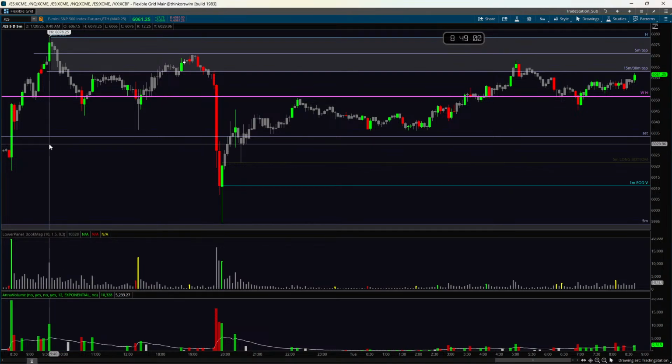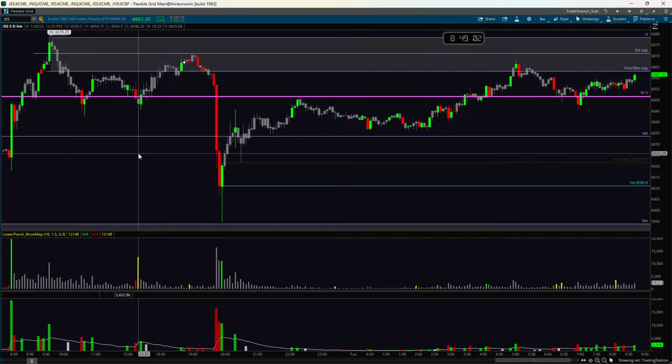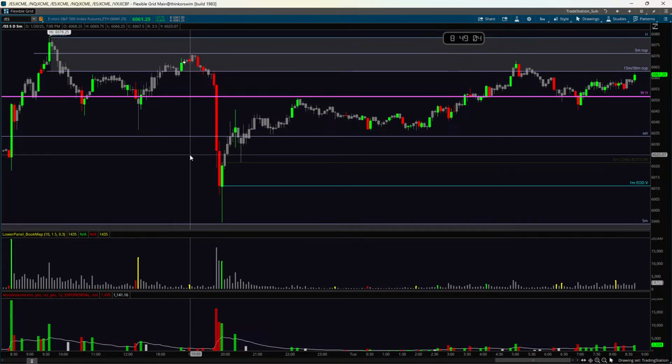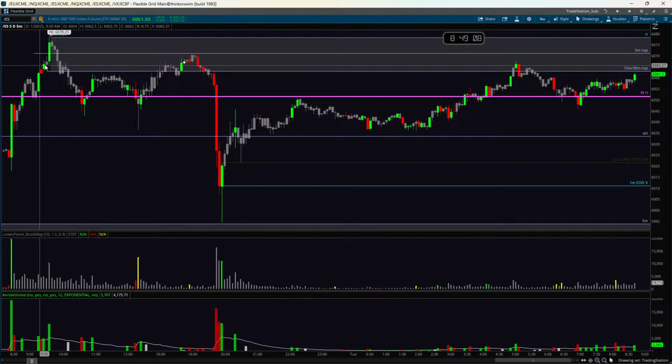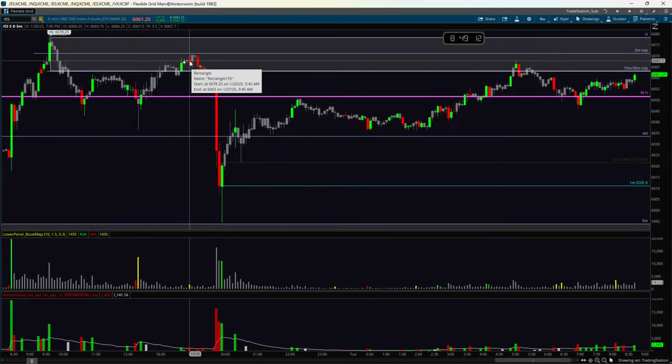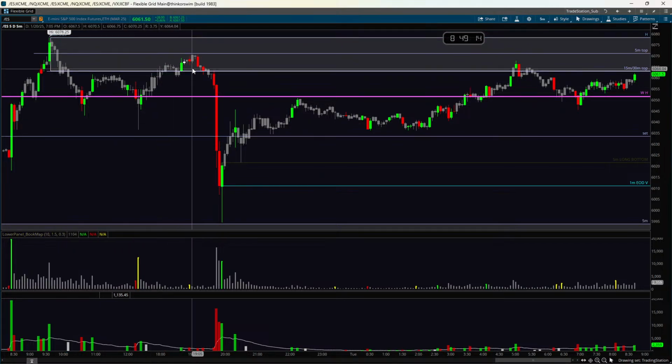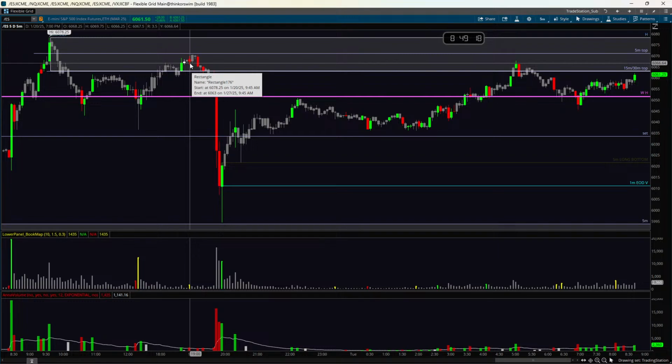No absorption here. We do have absorption down here. We destroyed that absorption. Absorption up here, I like that. And then price sold off. Price came to this buy area, and then it absorbed that buy area after it pushed down. You just gotta be patient. Absorption.